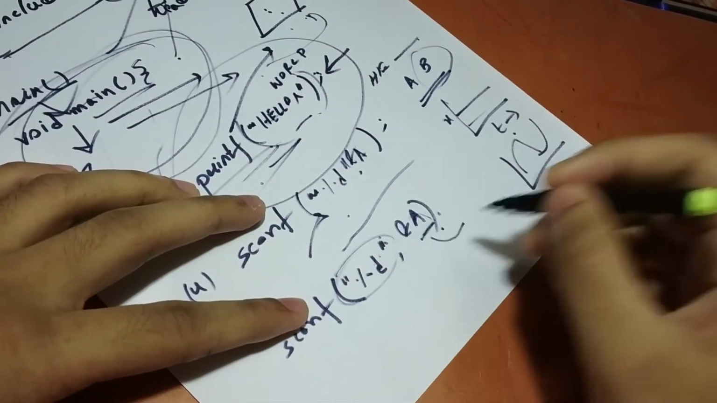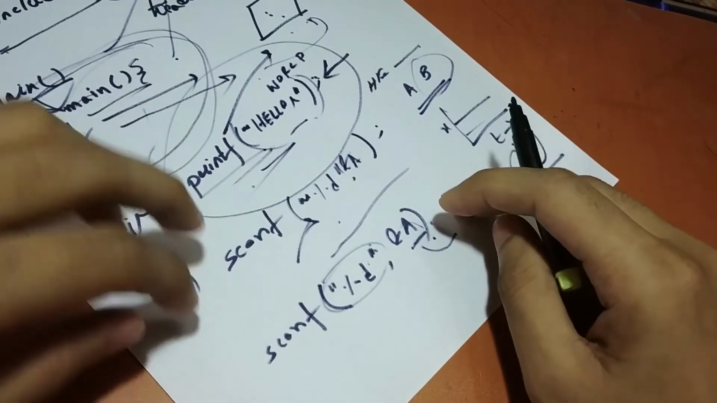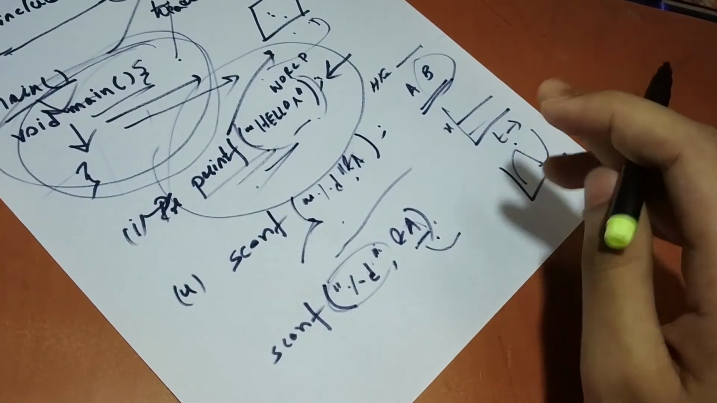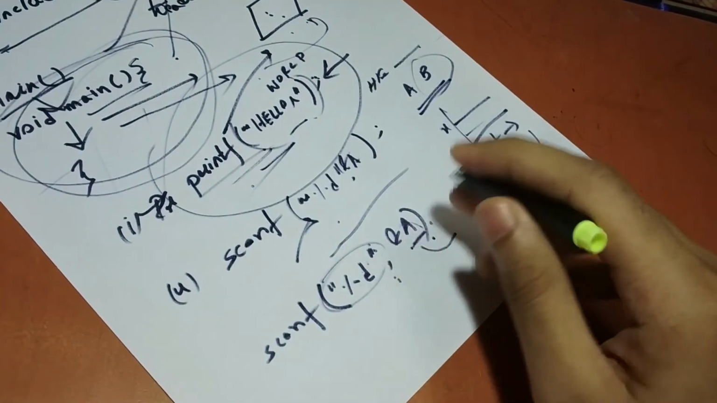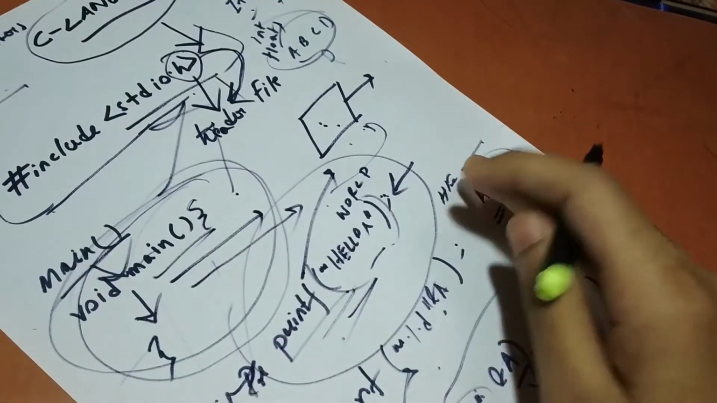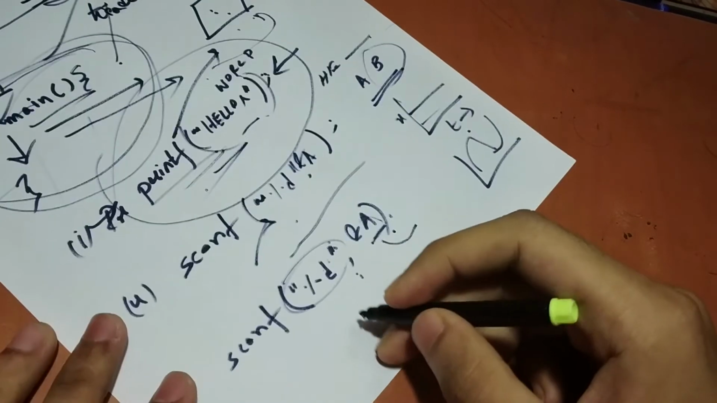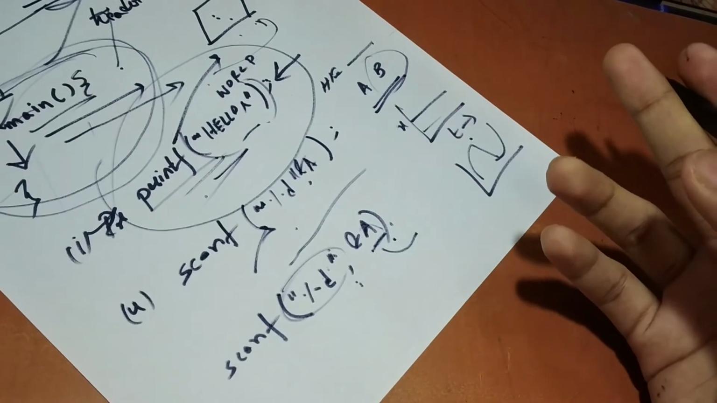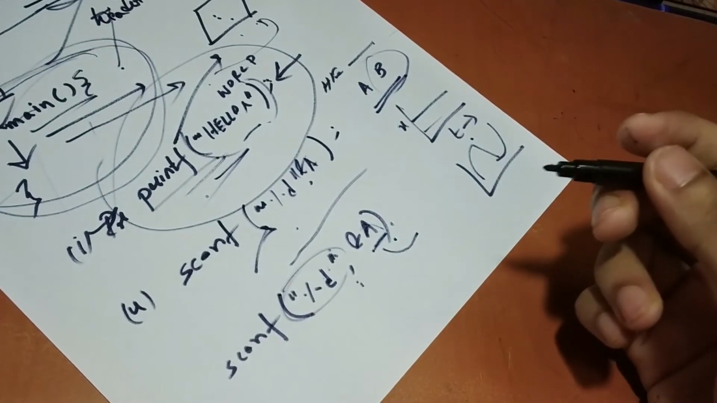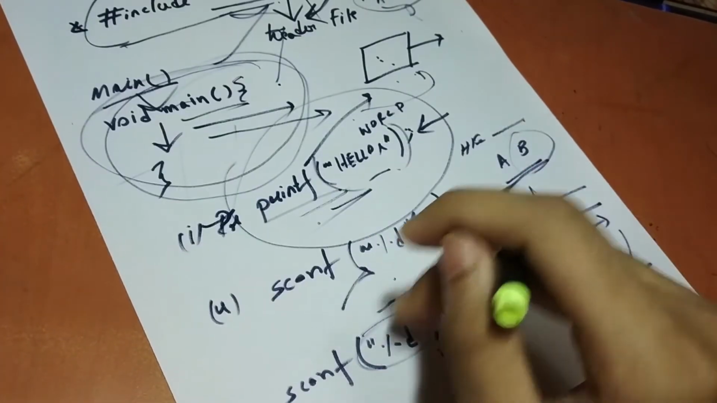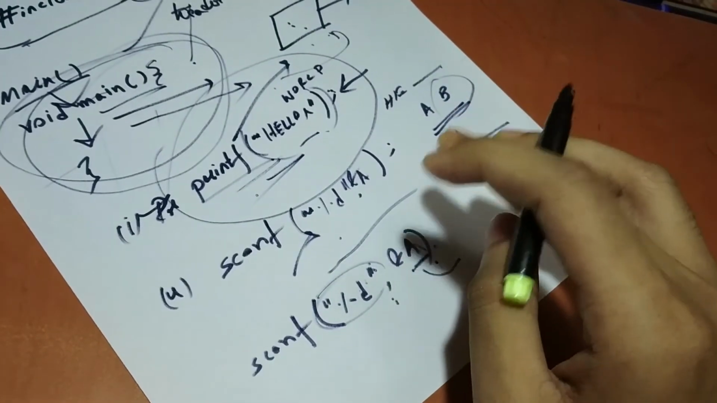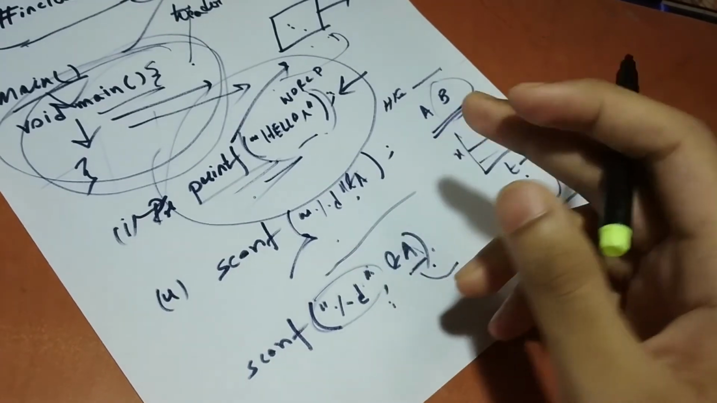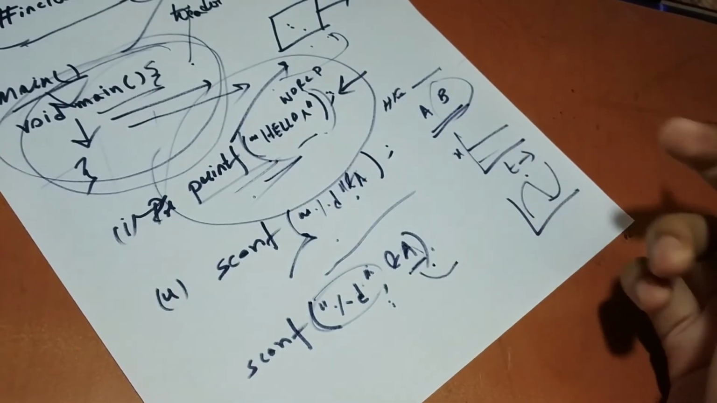Now what is this %d doing? This %d is the basic thing which is used only for integer purposes, right? We can't use %d for float intake, and we can't use %d for character input. So %d is only and only for taking in, or in case of displaying, integers only.